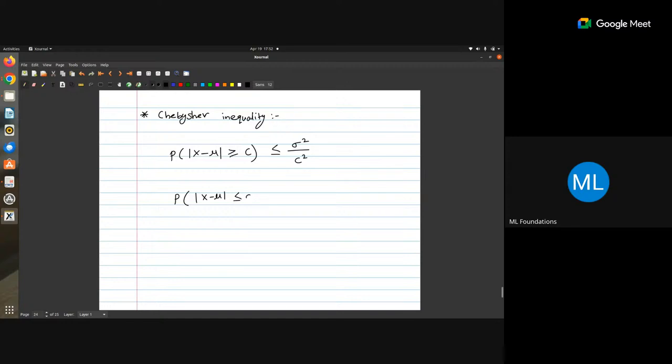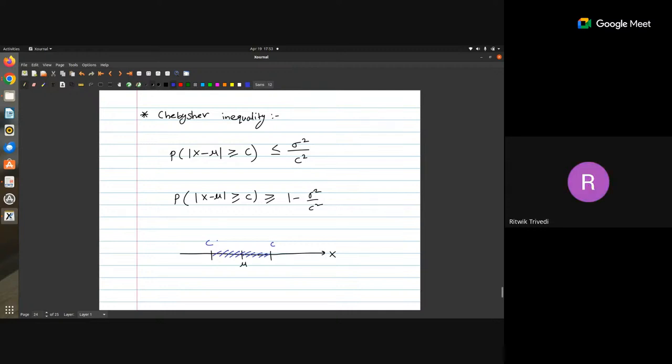Basically, the probability of x minus mu greater than or equal to c is less than or equal to sigma square by c square. It is just the complement of each other. If I wanted to find a probability less than something, what is this giving me? A portion. Let's say this is x, this is mu. So x minus mu greater than or equal to c is less than or equal to sigma square by c square.